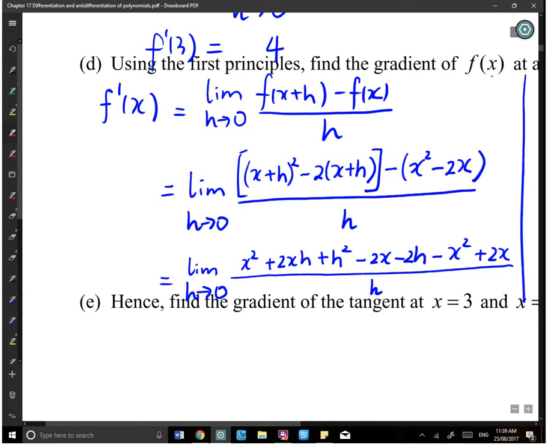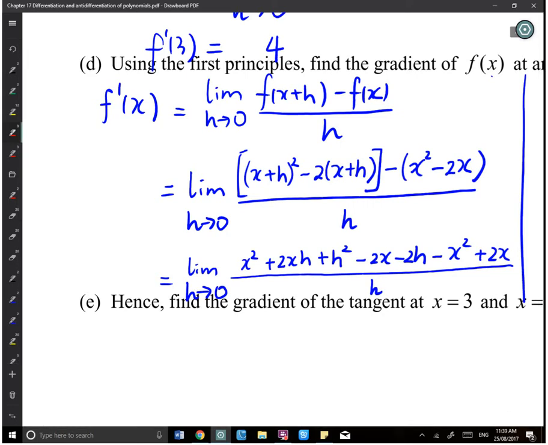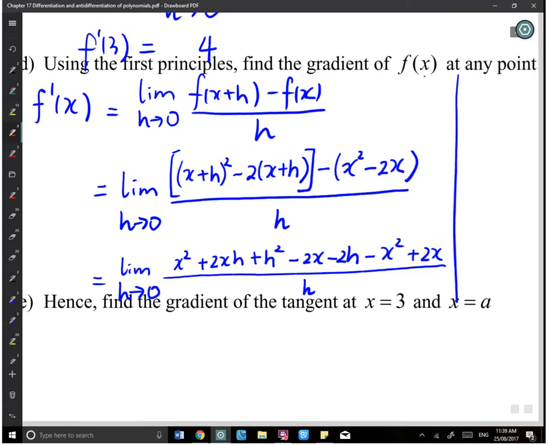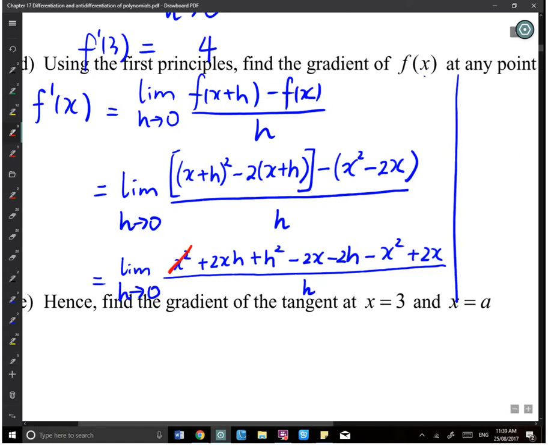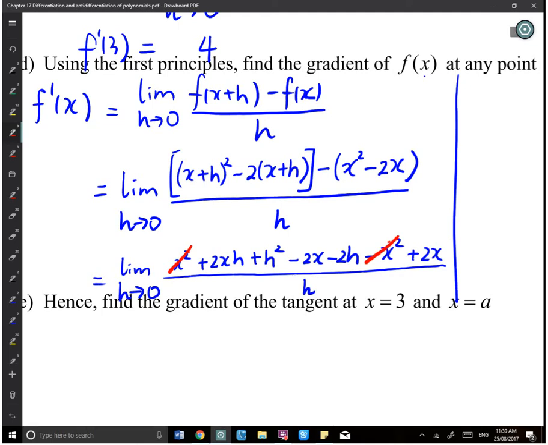I'll tell you something. Any term without h needs to cancel each other. If it's not cancelling, it means you're doing something wrong. After this step, the x squared without h must be cancelled. Think about it: your x squared cannot be divided by h, so h will still be the denominator. Otherwise, you still can't substitute h equals 0.